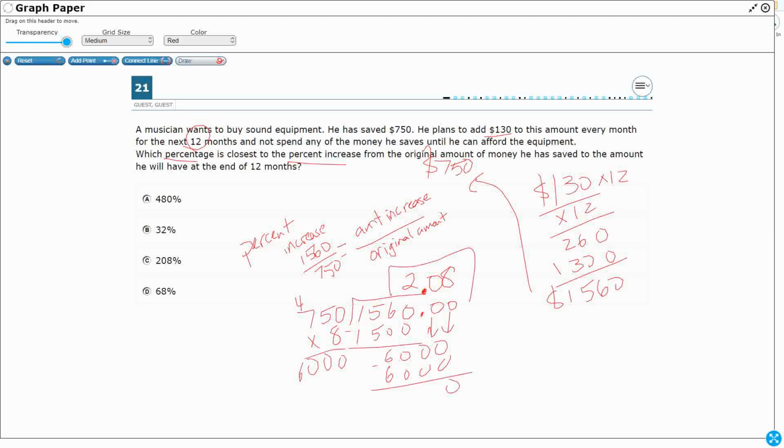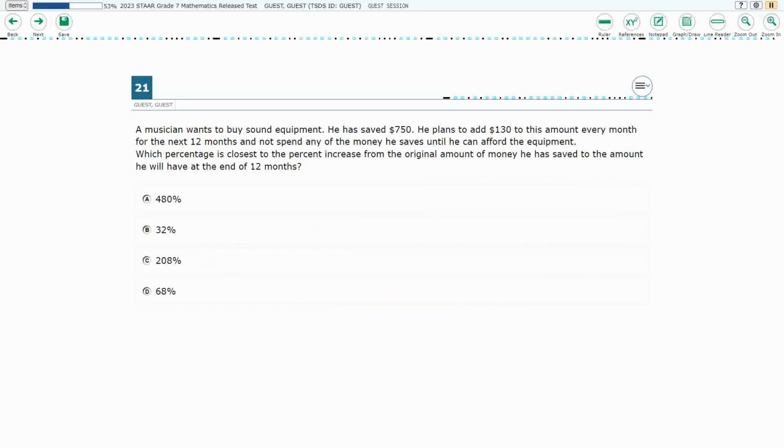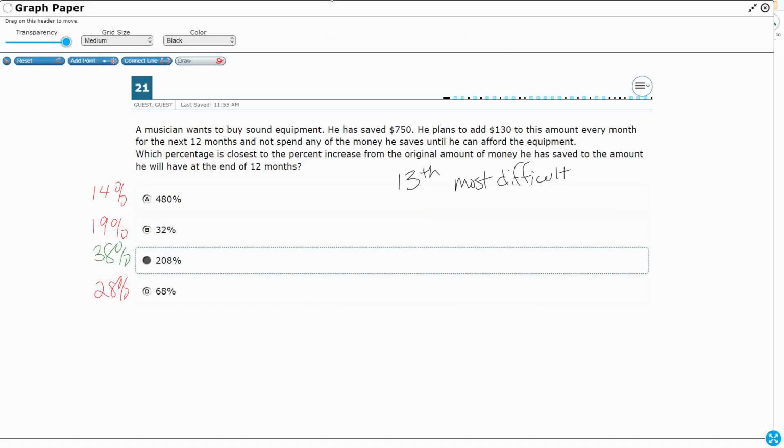Now that's a decimal. In order to turn that into a percent, we just multiply it by 100. Move the decimal over twice: 208%. So our answer here is C. Let's see how we did across the state of Texas. This was tied for the 13th most difficult. Take a look. We only had 38% of our students get it correct.